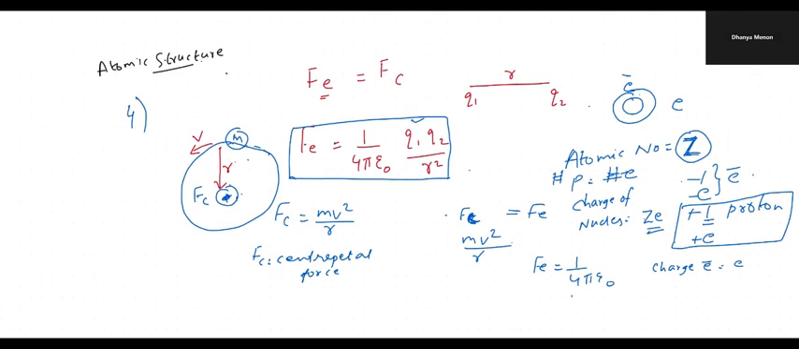Okay, so times Q1, Q2. Q1 is, let it be of electron, and Q2 be Ze, by R square. This is the electrostatic force of attraction. Now, we already know Fc is equal to Fe. Right? So we have to equate both of them.